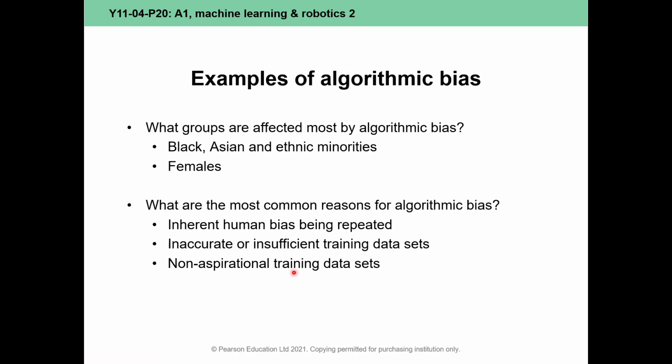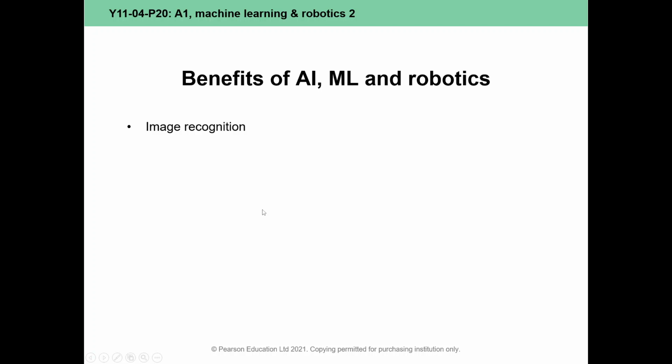Or it could be non-aspirational training data sets. For example, if you search for "engineer" on Google Images, most of the pictures that come up certainly used to be pictures of white men of a certain age, which means that if artificial intelligence was going to learn from that, it would discriminate against young female potential employees. So there are benefits. You can use this for image recognition, but we have to be aware of the downsides too.